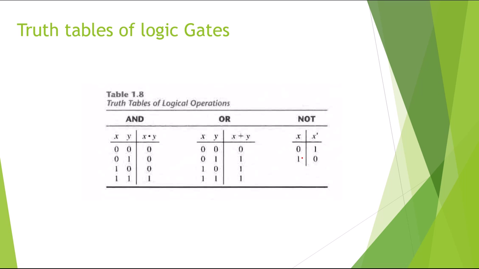Then there is the NOT gate. The NOT gate has one input X, and X bar is its output. It is the complement, negation, or inversion. Because we have a 1-bit input, the total number of combinations is 2. So if the input is 0, the output will be 1. If the input is 1, the output will be 0.